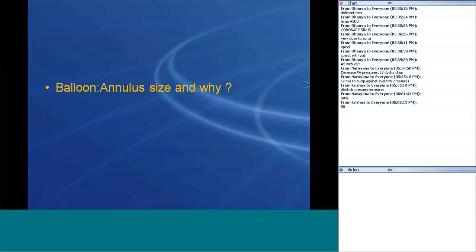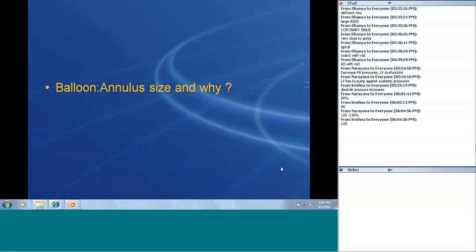So, what is the balloon annular size in case of BPV, and what is the reason? 120 to 130%. Okay. Now, what is the reason? Why do we upsize in case of BPVs, and why do we downsize in case of aortic valves? I think I'm clear with my question. Why do we upsize the balloons in case of BPVs, and why do we definitely not do it in case of aortic valves?